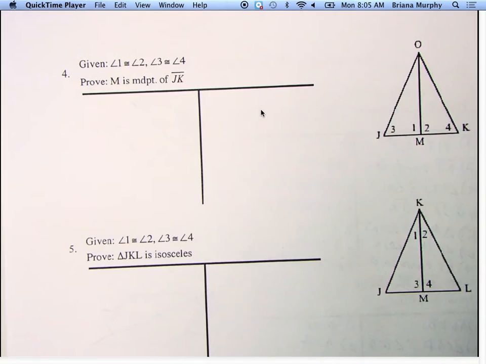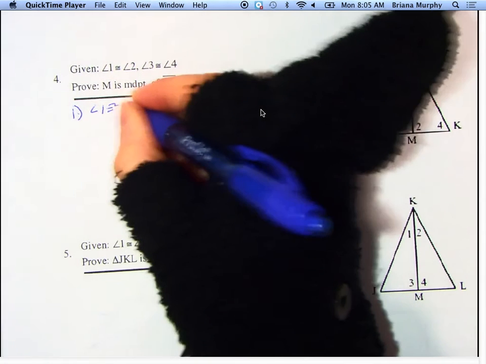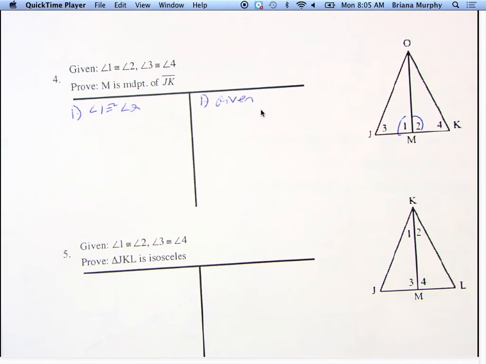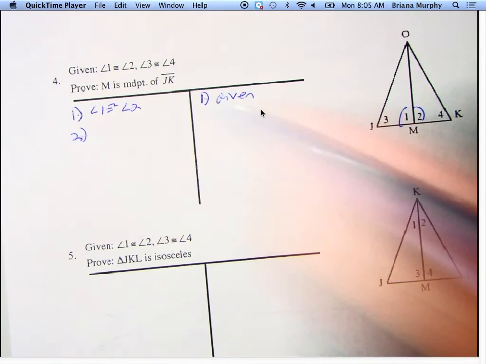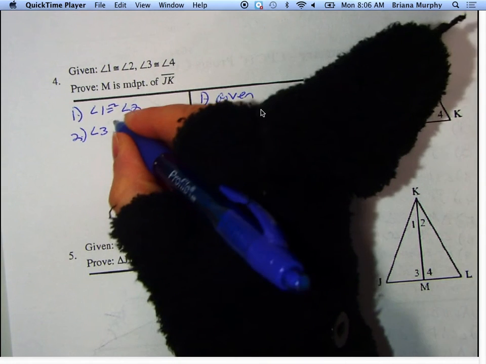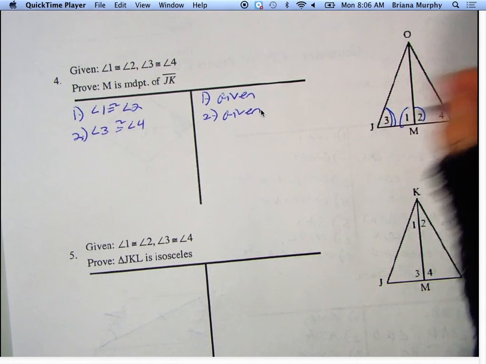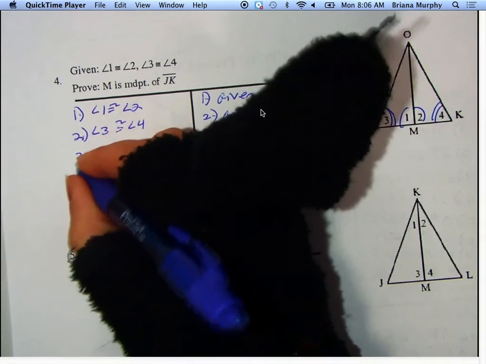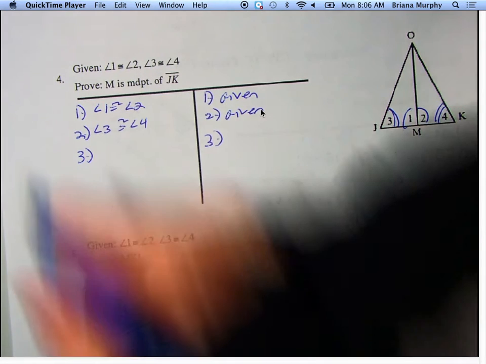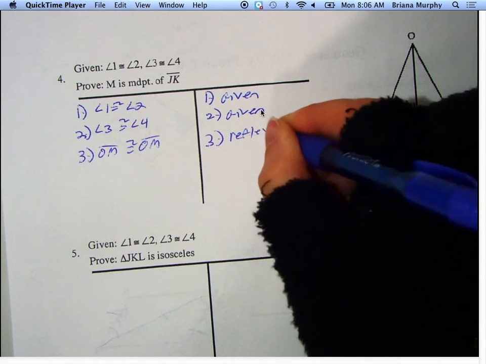Okay. We're going to start, guys, with step one, the given. Angle one is congruent to angle two. That's one, given. Okay? Number two, we can move right on, right? Because it says something's congruent. Angle three is congruent to angle four, given. What else do I see there? Is there anything from the picture? Because I only have two angles. I need a side. OM is congruent to OM by reflexive. Good, guys. Reflexive property.